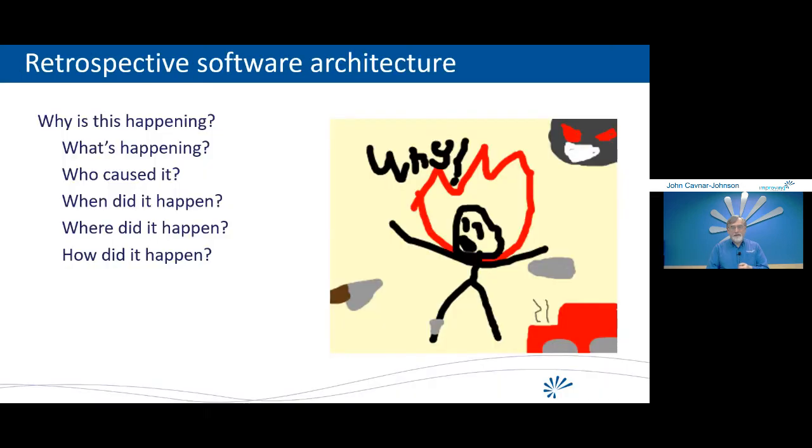So let's talk about retrospective software architecture. Fundamentally, every system I've been associated with as a developer or a software architect or somebody who's come in to try to fix some things that were broken, because I've done that too, the question we needed to answer was, why is this happening? And it is often the hardest question in software.